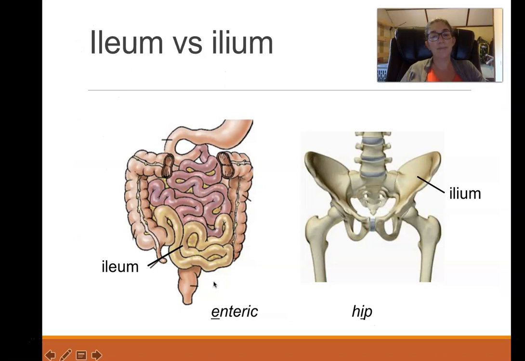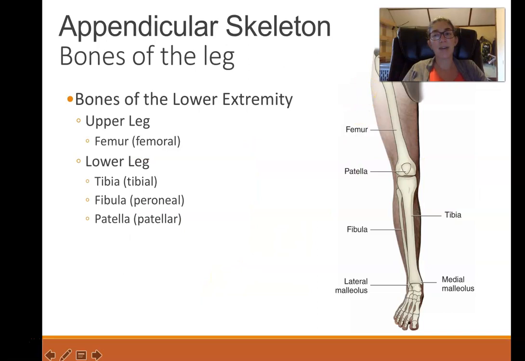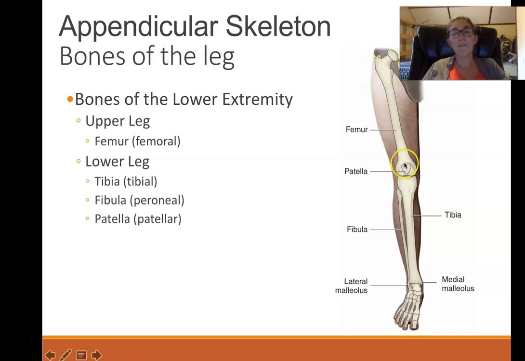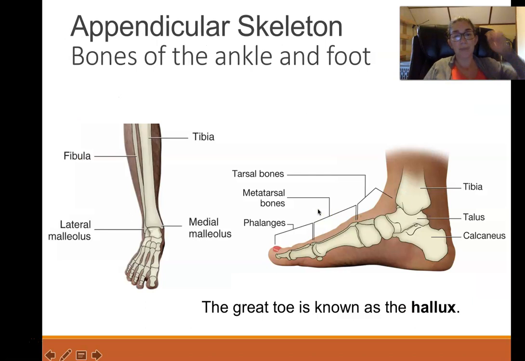All right, so now for bones of the leg. The upper leg has one large bone called the femur. The femur's the largest bone. And then in the lower leg, there's two bones. The tibia is the shin bone, and the fibula is the lateral bone in the lower leg. So it's towards the outside. The tibia is the medial bone. And I forgot, the kneecap here is the patella. The patella is commonly referred to as the kneecap.